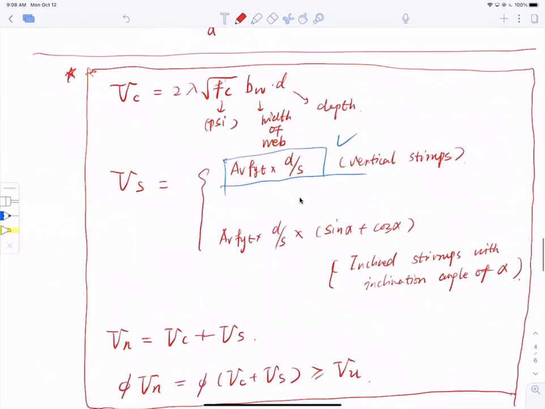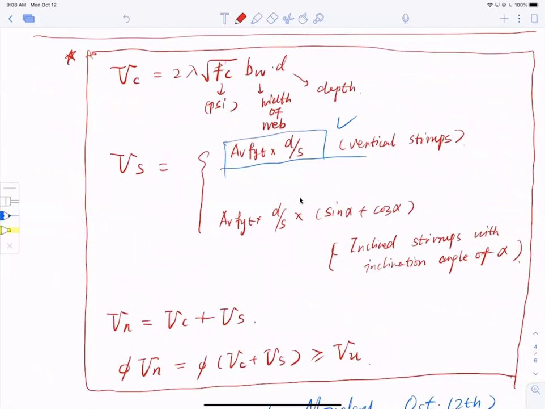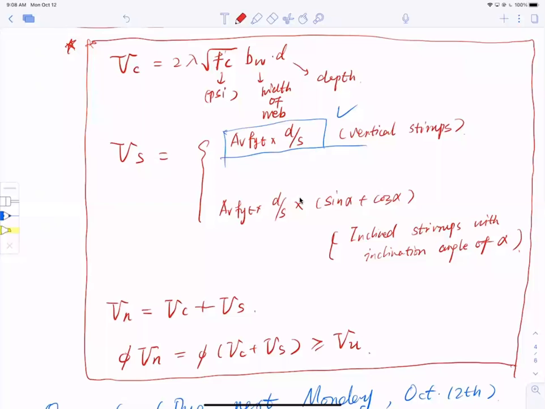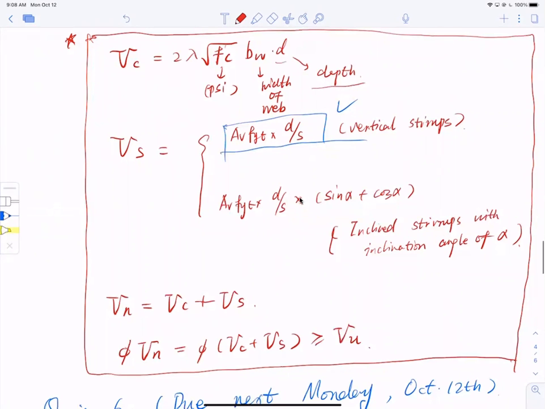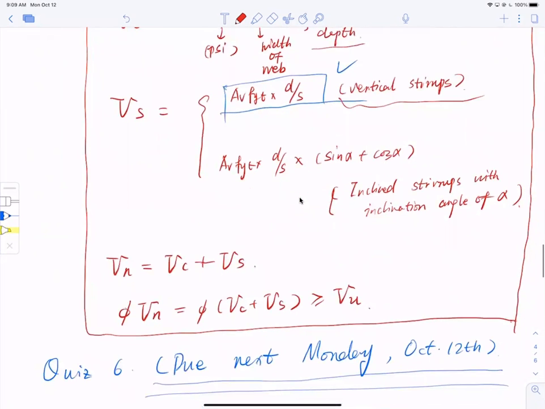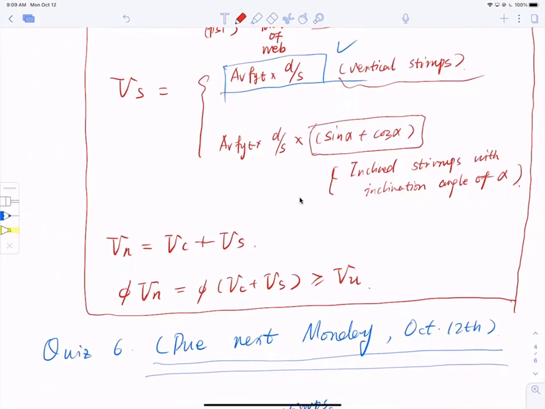So with that, we have summarized a table here for you to do design. That is Vc equals 2 lambda square root f prime c, in psi again, times bw, the width of the web, and d, the depth of the beam. Then for the stirrups, it depends on the situation. If it's vertical, you use this blue boxed equation, which we use very often. If it's inclined, just multiply a coefficient behind it. But we don't use that inclination very often, so most of the time you see the blue box equation.